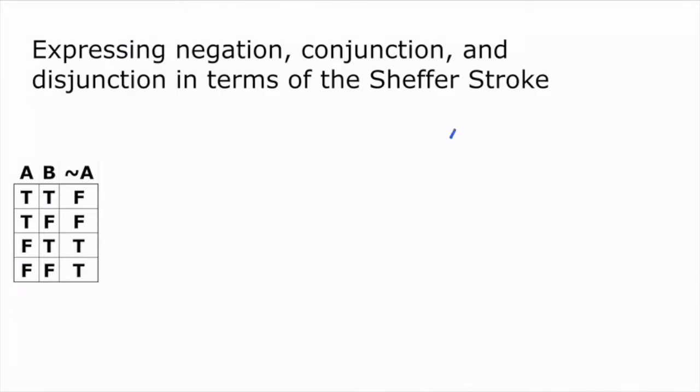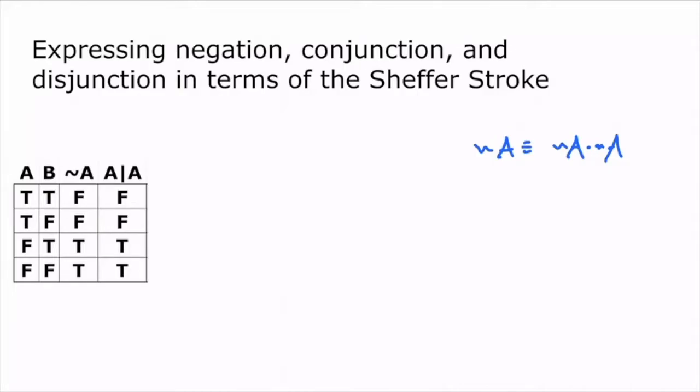Remember, the Sheffer stroke, alpha stroke beta, is just a negated conjunction. It's just the negation of A and B. If you're doing the truth table for A and B, you look for where these are both true, and it'll be true there and false everywhere else. This is just a negation: you look for where these are both true, and it'll be false there and true everywhere else. Well, how can we re-express not A using only the Sheffer stroke? Here's how. Notice that not A is going to be equivalent to the conjunction of not A and not A, right?